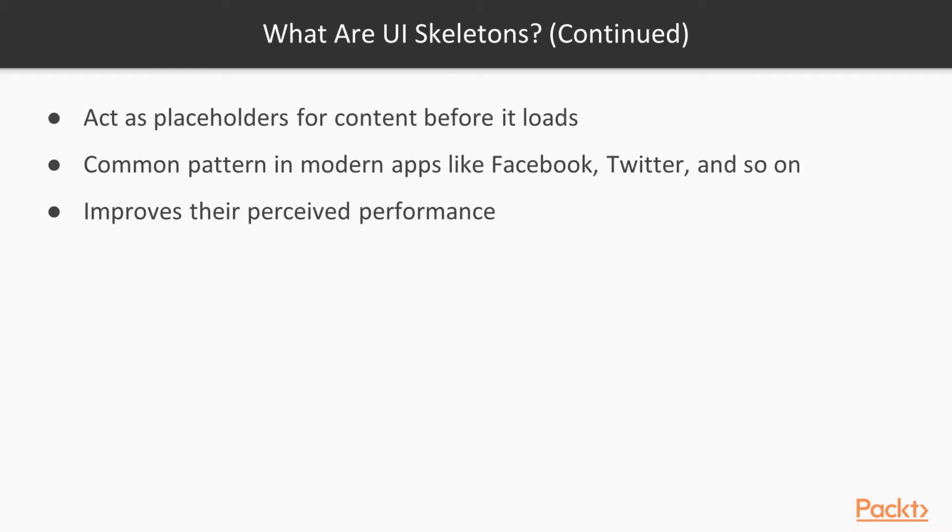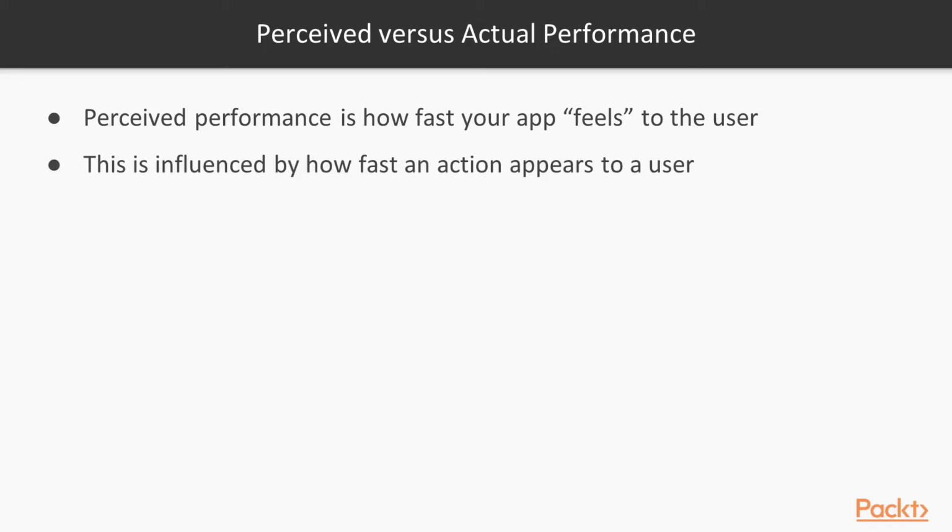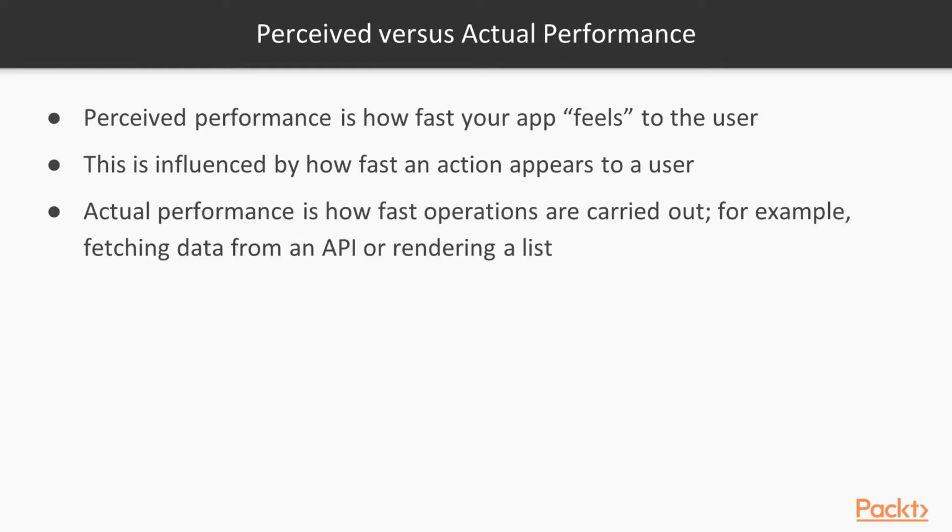UI skeletons improve what is known as perceived performance. Naturally, that begs the question, what is perceived performance? Perceived performance is how fast your app feels to the end user. It is influenced by how quickly your app seems to react to user actions, such as clicking to go to a new screen. This is opposed to actual performance, which is how quickly your app actually loads and renders content.